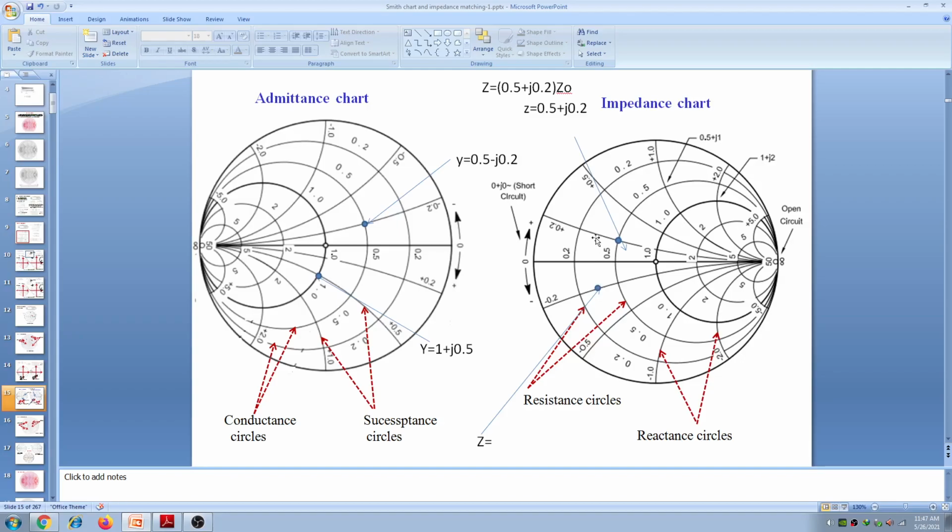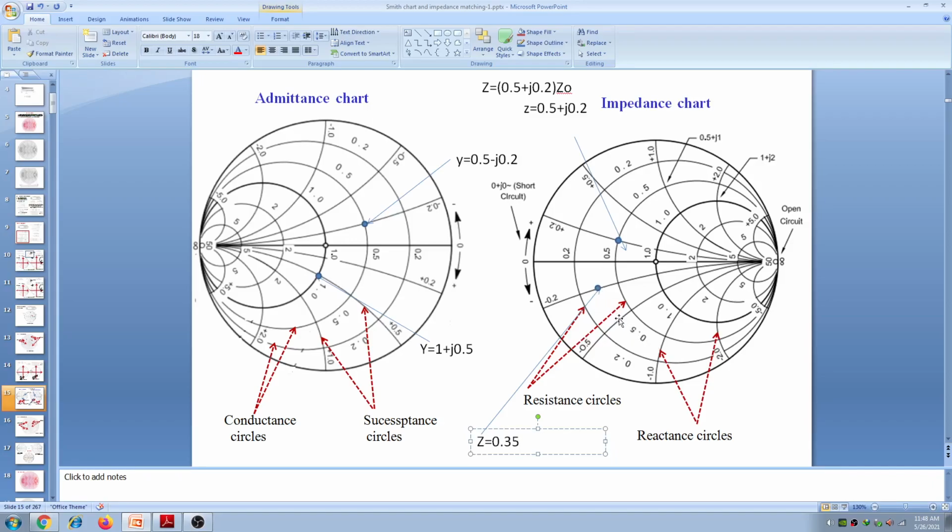So if you draw a resistance circle, one more circle may be passing like this. It is not shown, but you should take the value in between 0.2 and 0.5. What may it be? Okay, the 0.35 circle may be the resistance value. So you should write here 0.35.